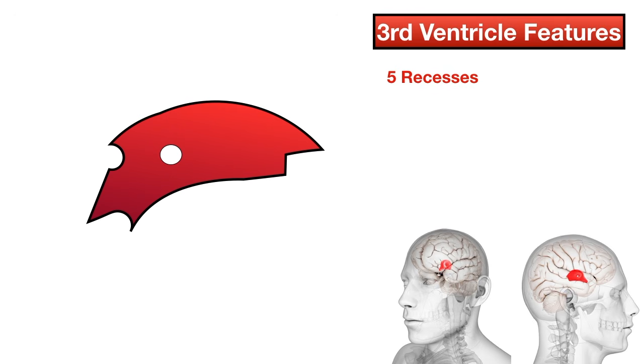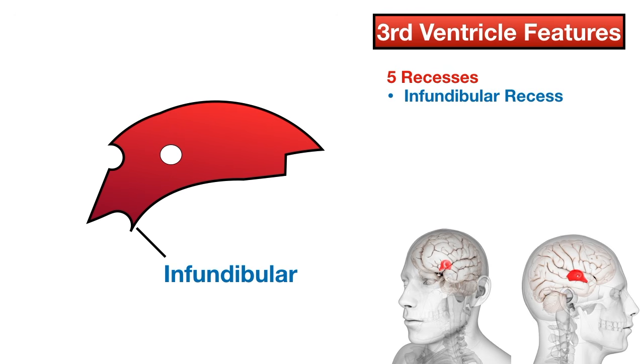The first recess is the infundibular recess. It's located on the floor of the ventricle below the optic chiasm. It protrudes inferiorly into the infundibulum or the pituitary stalk. The pituitary gland is located just below the third ventricle, and the pituitary stalk or infundibulum connects the pituitary gland to the hypothalamus above it, and that infundibular recess protrudes right into that stalk.